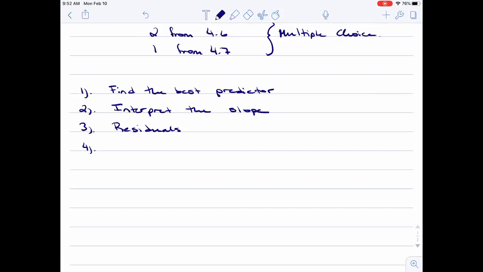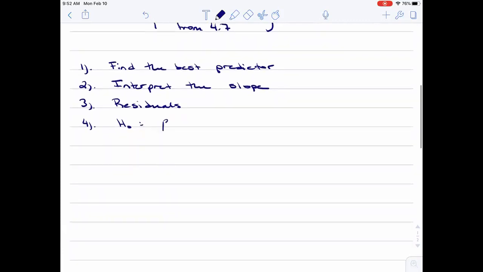The fourth question, extra big. H naught is beta 1 equals 0. Remember those t-tests that are all in the output, right? Those t-tests are checking if that coefficient is significantly different from 0, right? I've put it kind of vague here, so do with that what you will, but it will have to do with the t-tests in the output for your model.